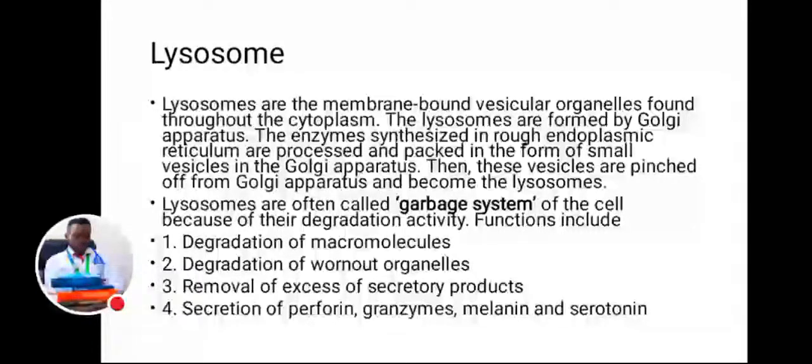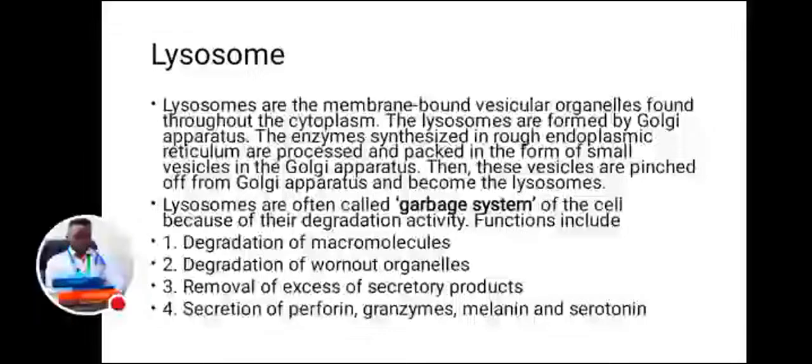Lysosomes are membrane-bound vesicular organelles throughout the cytoplasm. The lysosomes are formed by the Golgi apparatus. The enzymes synthesized in the rough endoplasmic reticulum are processed and packed in the form of small vesicles in the Golgi apparatus. Then these vesicles are pinched off from the Golgi apparatus and become lysosomes.